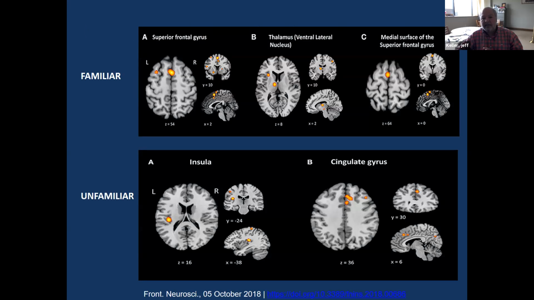I'm not even going to go into this, but in response to familiar music versus unfamiliar music, these are the areas that are preferentially involved in response to hearing familiar jingles, familiar songs, versus unfamiliar and often unstructured music. It's a completely different anatomy that allows us to perceive that.